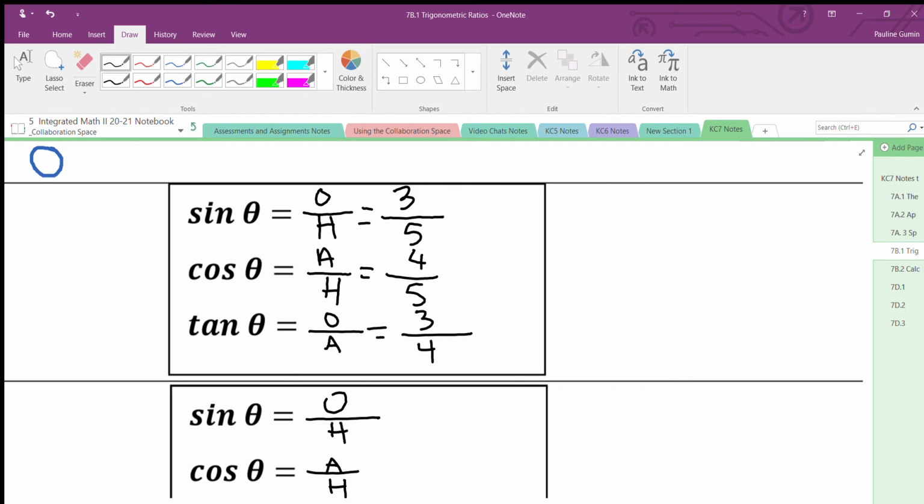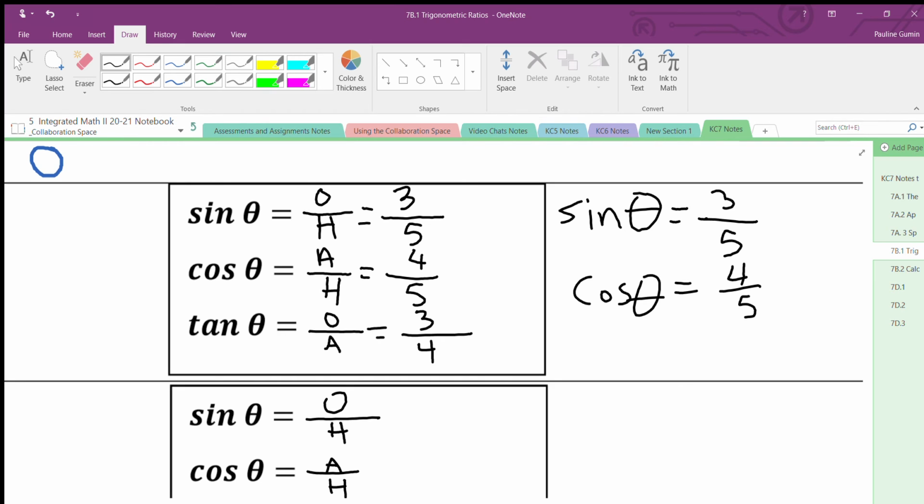All right. So I'm just rewriting this to show you how it's usually just written without the OH. So sine, if I asked what's sine of theta, you'd say it's 3/5. And I'd say, okay, well, what's the cosine of that theta? You'd say 4/5. And if I said, hey, what's the tangent of that theta? You'd say 3/4.